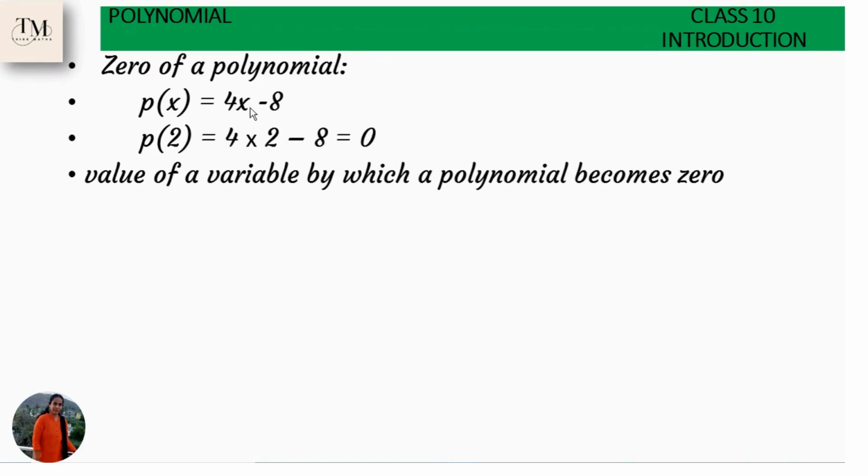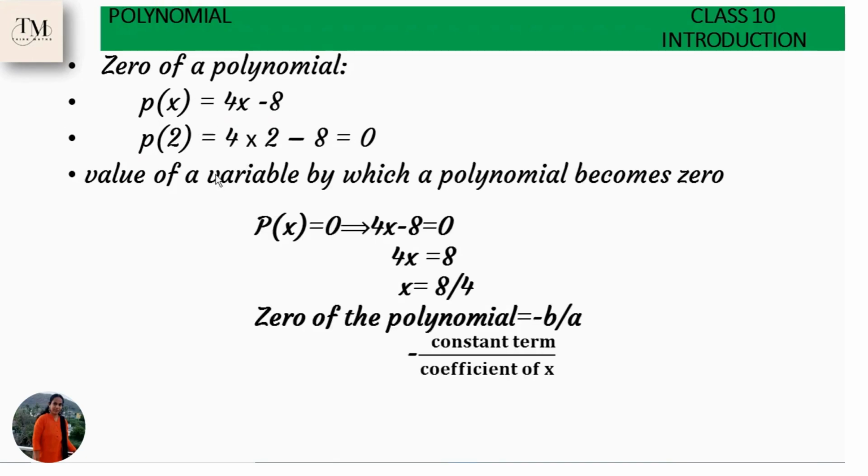Okay. So this x is a variable. We are substituting a value 2 for this variable x. When we substitute this, we get the answer as 0. So this is called a zero of a polynomial. So we can define it as p of x equal to 0, that is 4x minus 8 is equal to 0. So 4x will be equal to 8. When this minus 8 goes to the right hand side, it becomes plus 8. So x is equal to 8 by 4. So this is nothing but minus of minus 8 divided by 4.